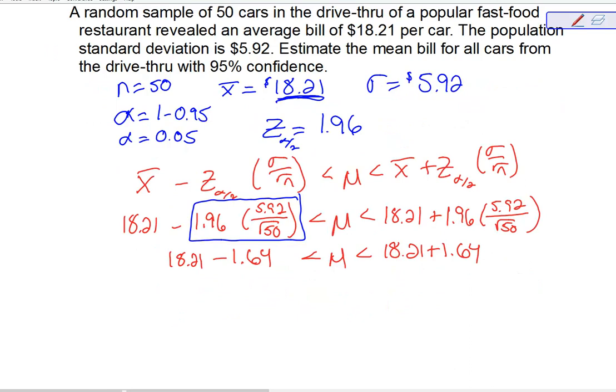So I'm going to take 18.21 minus 1.64, and I get 16.57 is less than mu less than 18.21 plus 1.64, which is 19.85.